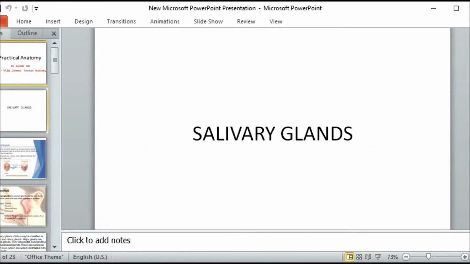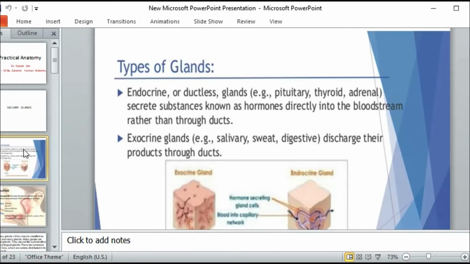Okay. Hello, dear students. We started our lecture about the salivary glands. It's a summary of the salivary gland, just some review points and some pictures about the salivary glands. First, types of the gland.